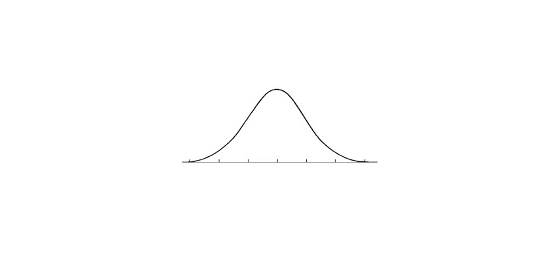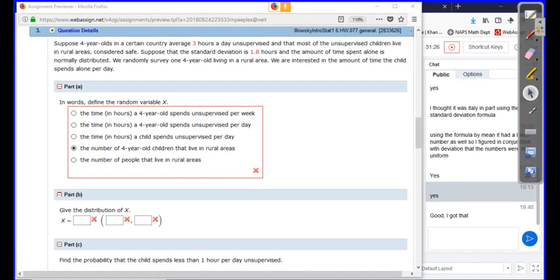Okay, so I'm going to talk about another problem in WebAssign. It goes like this. Let's suppose that 4-year-olds in a certain country average 3 hours a day unsupervised, and that most of the unsupervised children live in rural areas considered safe. Suppose the standard deviation is 1.8 hours, and the amount of time spent alone is normally distributed.